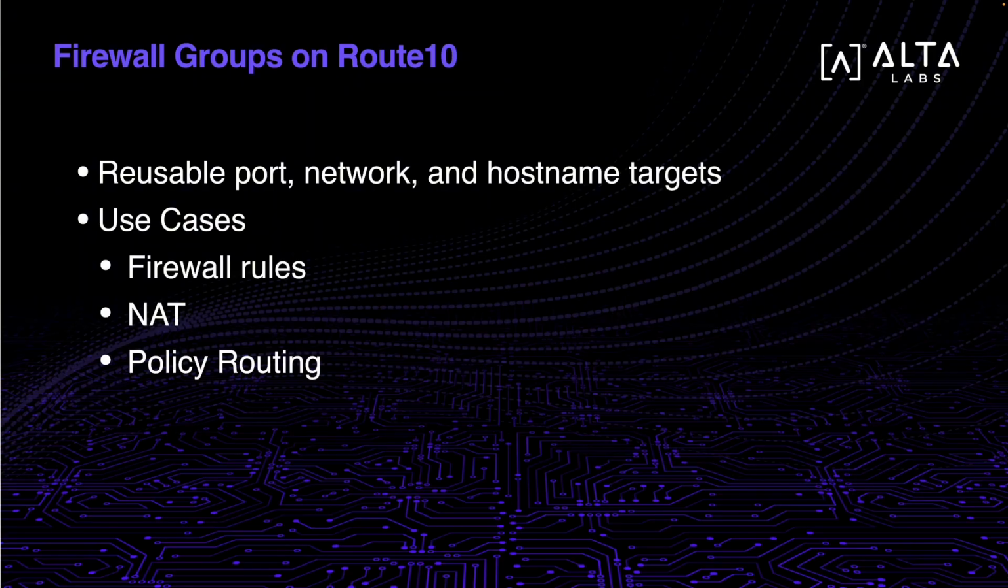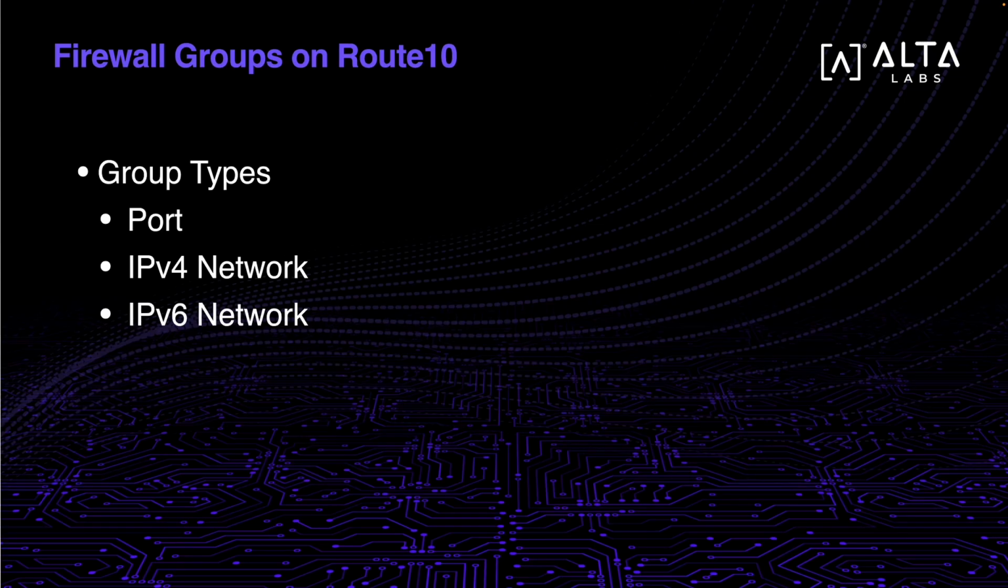On Route 10, firewall groups can be used in firewall rules, NAT, and policy-based routing. There are three types of groups available. Port groups are for sets of TCP or UDP ports, including individual ports and port ranges, and there are IPv4 network and IPv6 network groups. The network groups support traditional IP addresses and subnets, but they can also support exact host names and wildcard domains. That part's especially useful, but it's important to understand how these two domain-based match types behave because they're not the same.